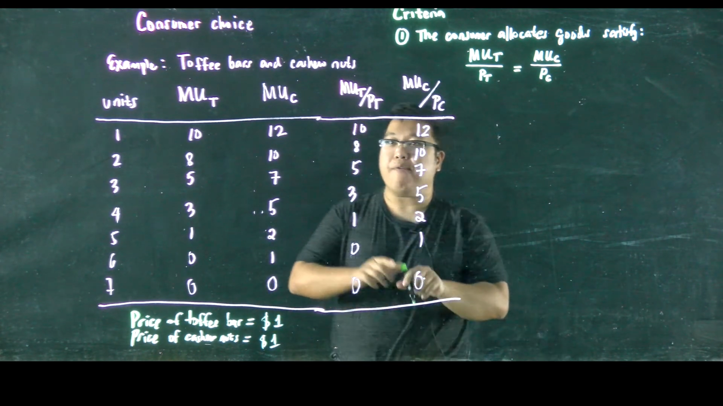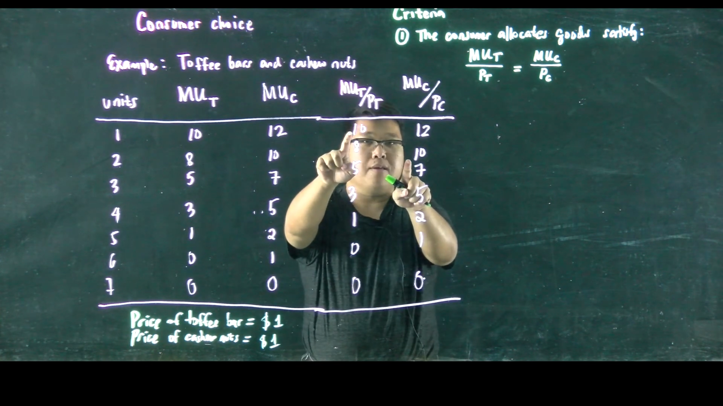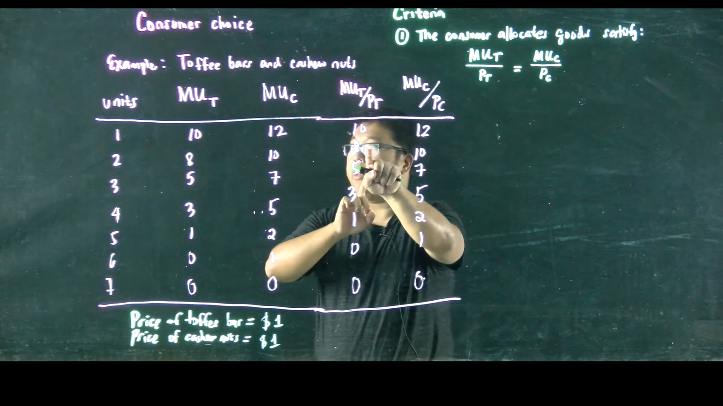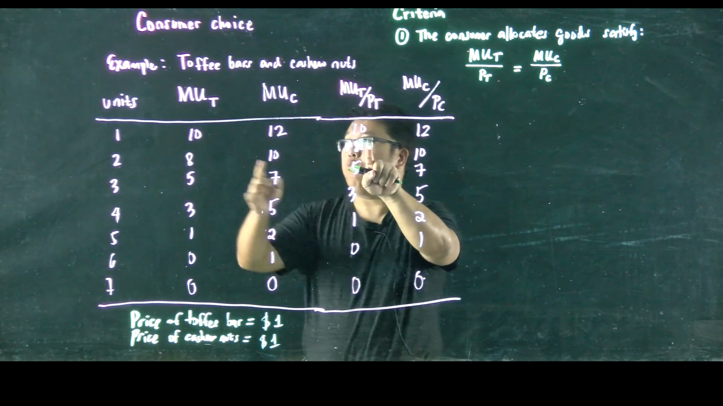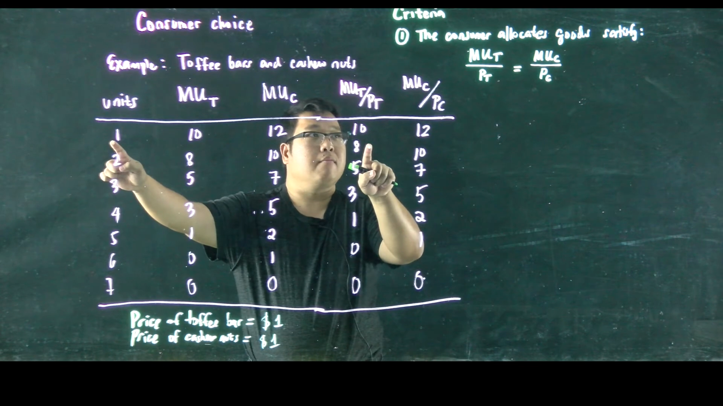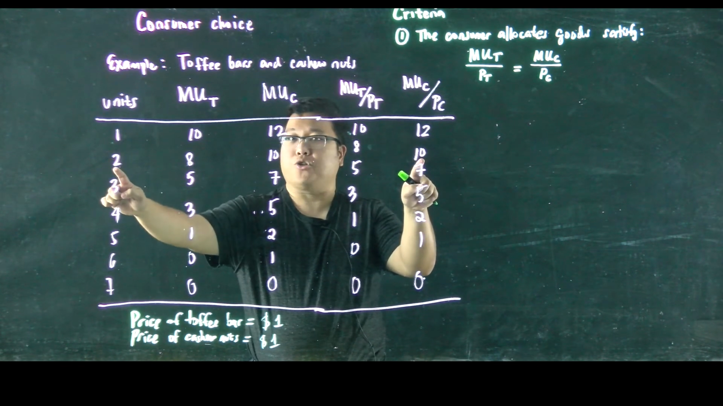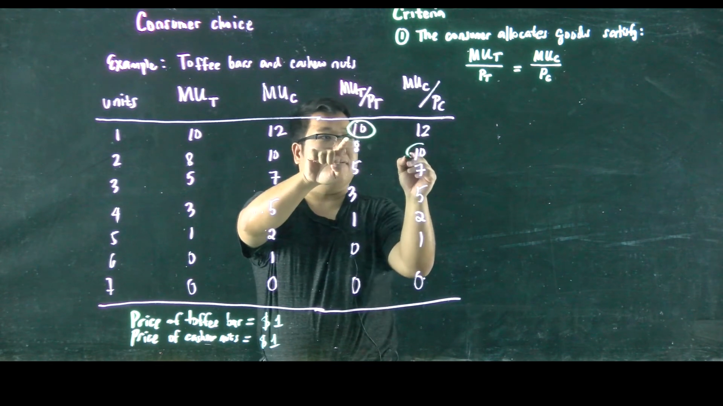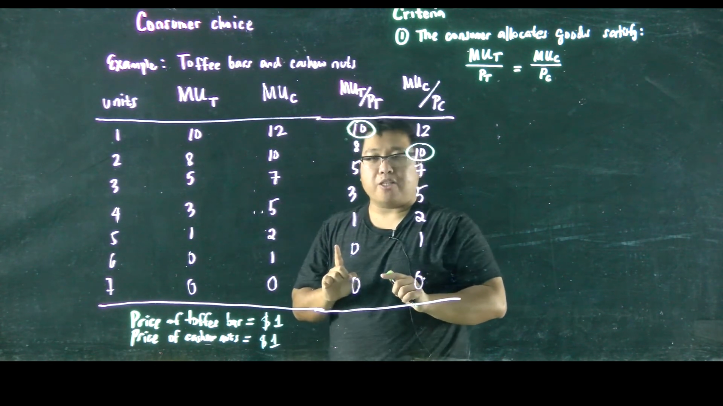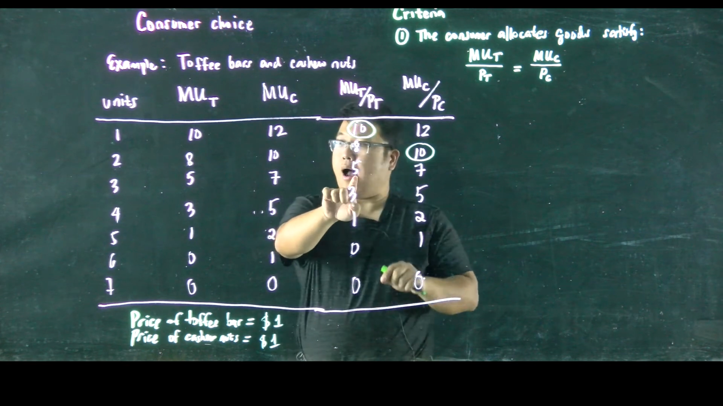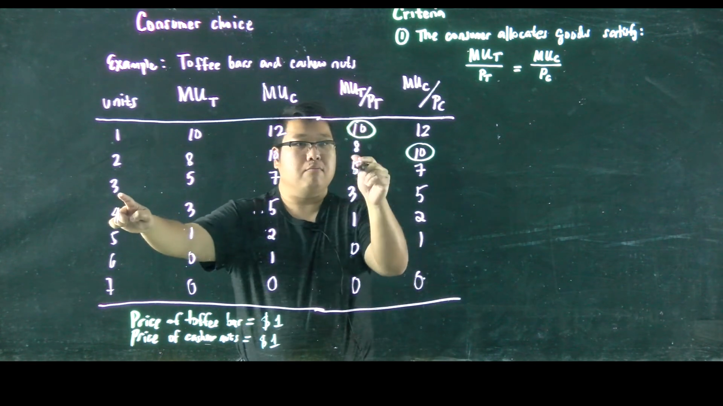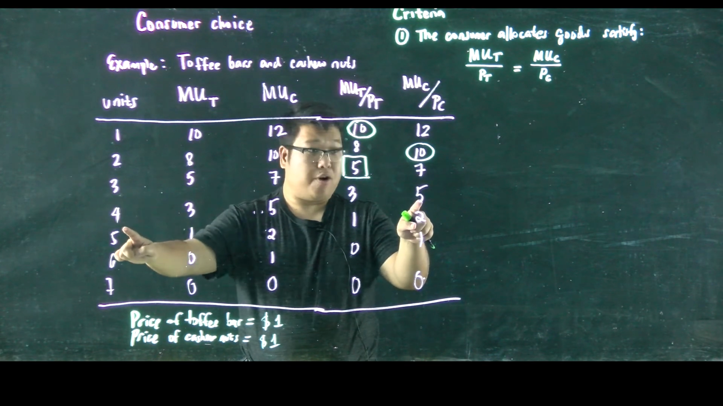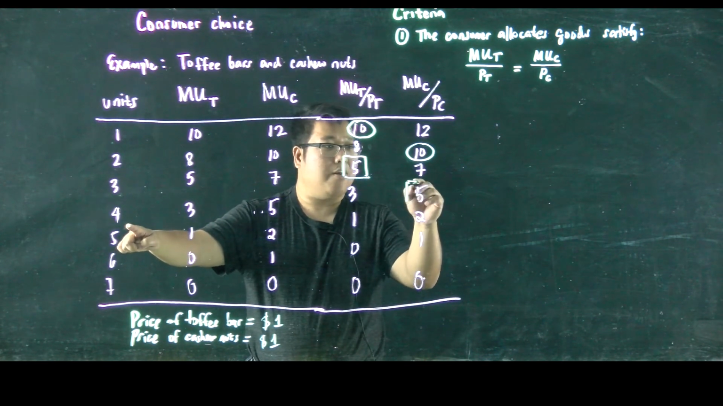So first, we have here 10 and 10. So what we mean is this. If this consumer were to, let's say, purchase and consume 1 unit of toffee and 2 units of cashew, then this criterion is satisfied. So this is our first candidate. But there are other possible candidates. So you have here 3 units of toffee and 4 units of cashew. So that's another candidate.